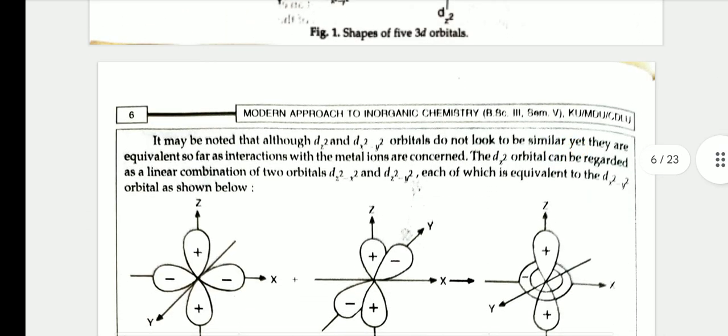It may be noted that although the dz square and dx square minus y square orbitals do not look similar, yet they are equivalent so far as interaction with the metal ions is concerned. The dz square orbital can be regarded as a linear combination of two orbitals, dz square minus x square and dz square minus y square, each of which is equivalent to the dx square minus y square orbital.